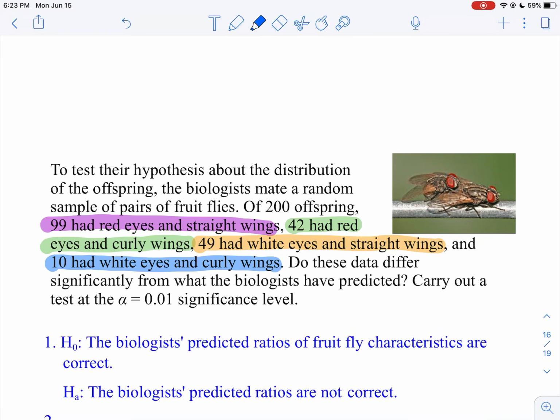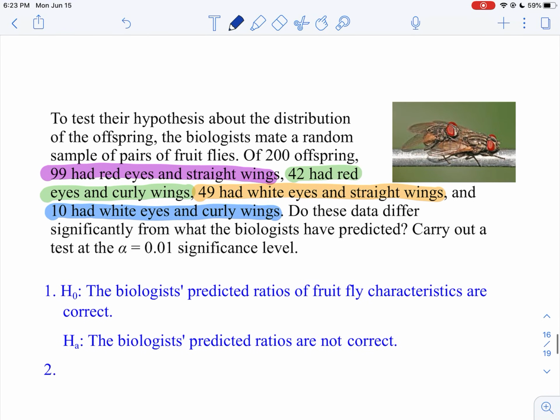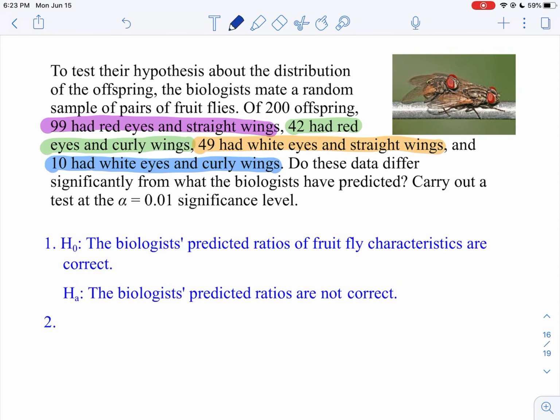Okay. And so then our step 2 is super short because we put our context in step 1. Step 2 is name the procedure. It's just a chi-square goodness-of-fit test, period. Okay.